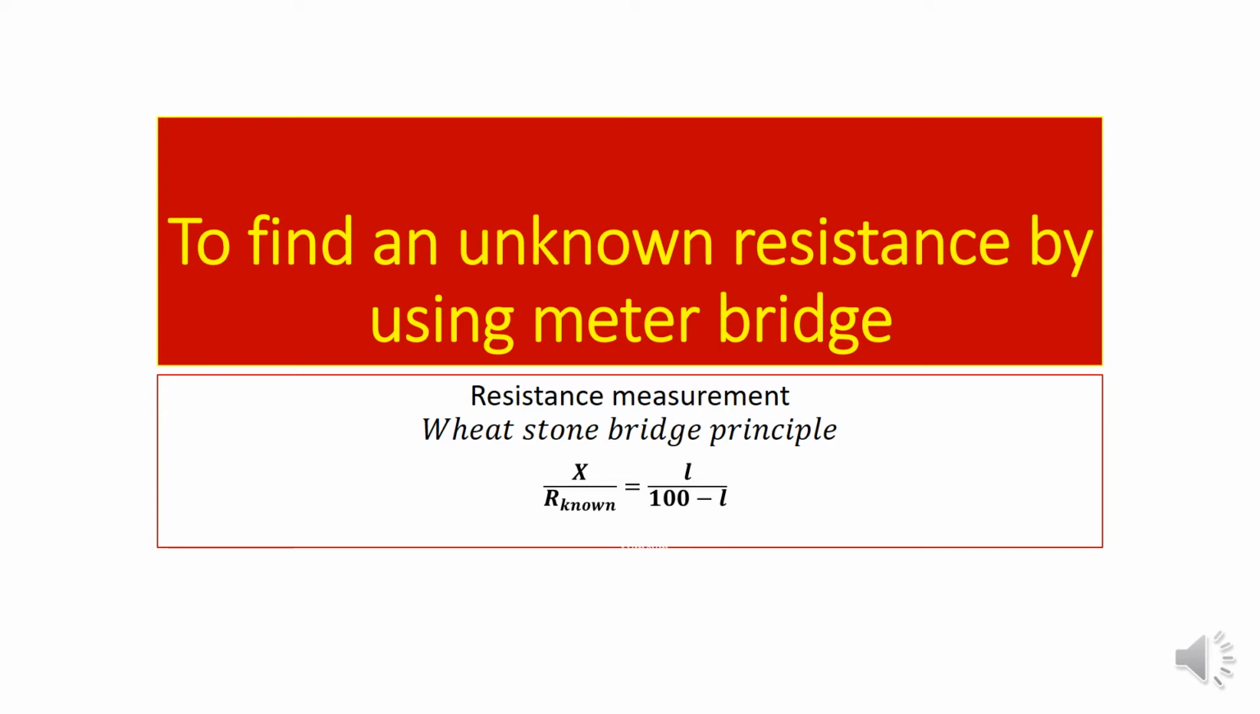In this practical, we will try to find an unknown resistance using the meter bridge. The formula used will be the Wheatstone bridge principle. That related formula is X by R known, where X is unknown and R is a known resistance, equals L by 100 minus L. So L, what is L? We will explain later on.